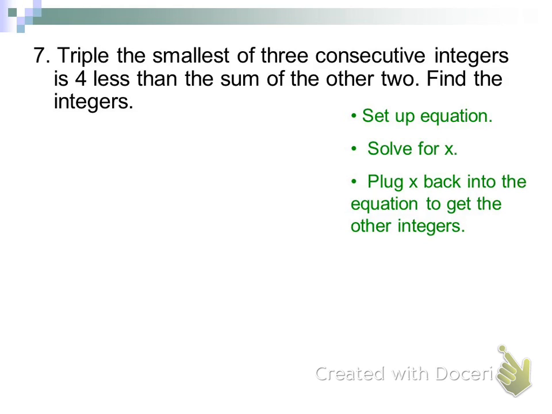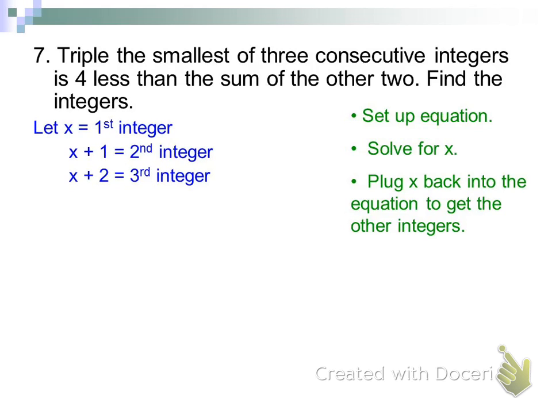So these are my steps. This is what I'm doing for all of these. So the first thing I need to take into account is that it's 3 consecutive integers. So my first one is x. My second one is x plus 1. My third one is x plus 2.